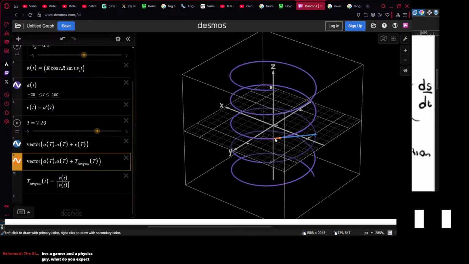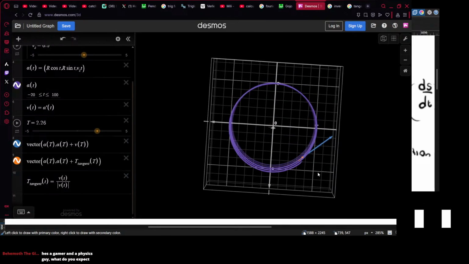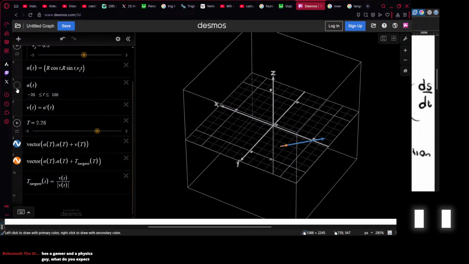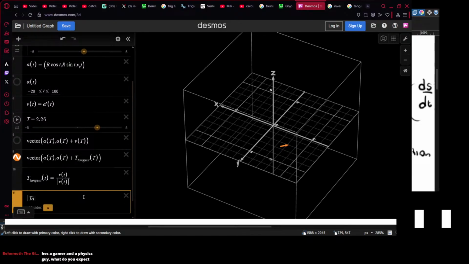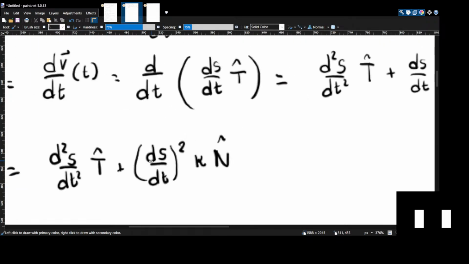Here, as you can see, the tangent vector is indeed 1 unit long. Wait, is that actually 1 unit long? I don't think it's 1 unit long. Wait, let me check. Tangent t. It should be 1 unit long. Always 1 unit long. Yeah, it literally should be. Alright, so this vector is the t hat that we had over here.